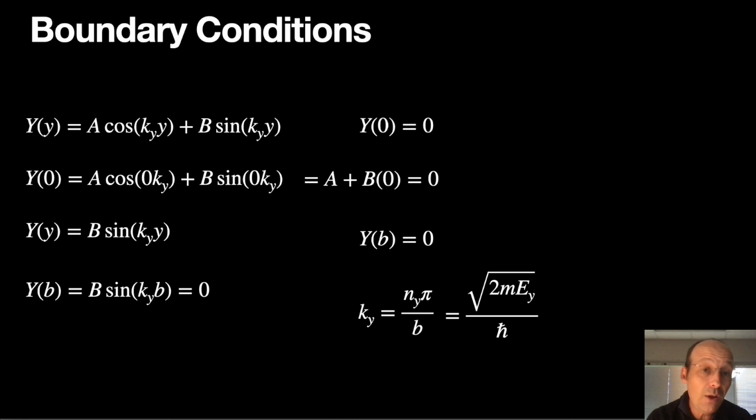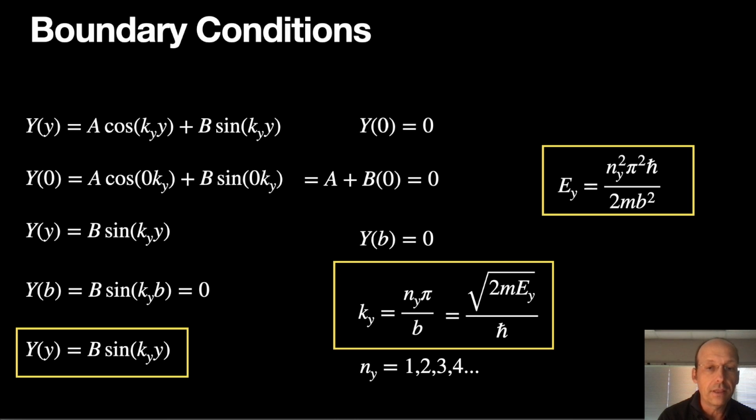That means that ky has to be n_y, a new quantum number, right? That's a different number. Pi over b, because that's the width in the other direction. And I can use that to solve for the energy, and ny would also be 1, 2, 3, 4. That's the quantum number. And then I have all those things. Those are the important parts of the y.